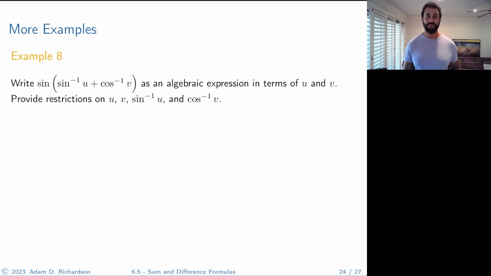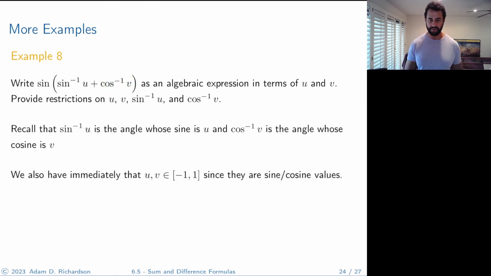So the first thing that you have to recognize is this. This right here, sine inverse of u, that's an angle. Remember, the inverse trig functions are angles. So the inverse trig functions give you an angle that has these values right here. So sine inverse of u is the angle whose sine is u. And cosine inverse of v is the angle whose cosine is v. So let's just call them alpha and beta.